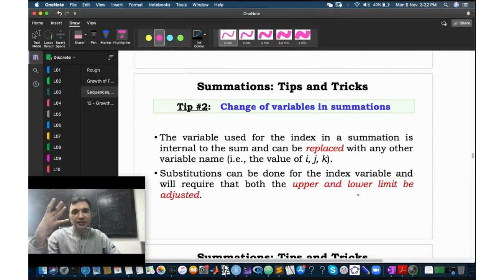Tip 2 is that you can change the variable of the summation. Okay, and it helps at times.